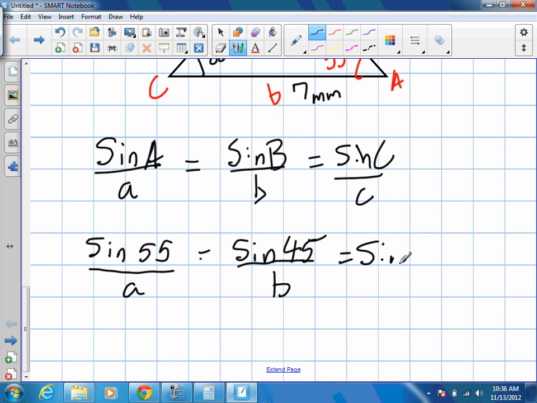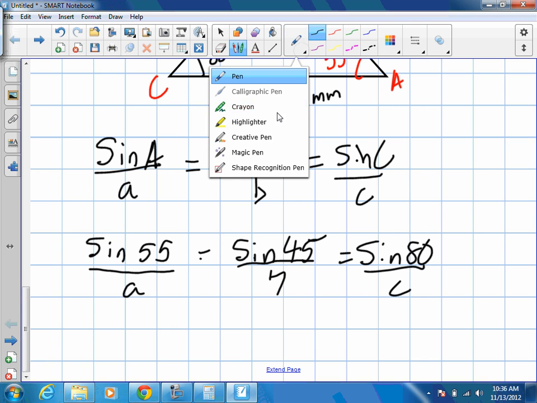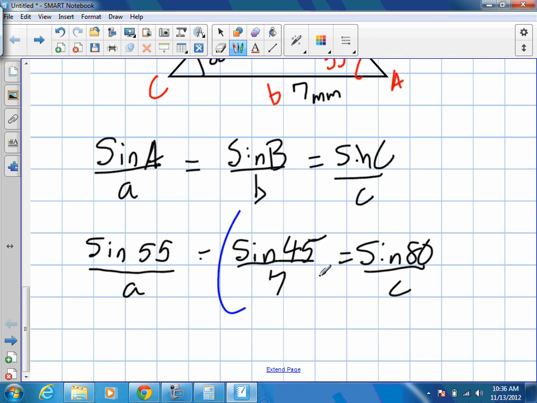Now we do know side B, so we're going to erase this and put in our 7 for the 7 millimeters. I have one complete ratio. In order to use sine law, I must have one complete ratio. Otherwise, I have to use something else, which we're going to get into today, which is cosine law. But I have this complete ratio. So whether I'm trying to solve for A or C, I'm going to be referring back to this ratio in the middle. Okay? So we're going to set up two equations here. We'll flip it in a minute.